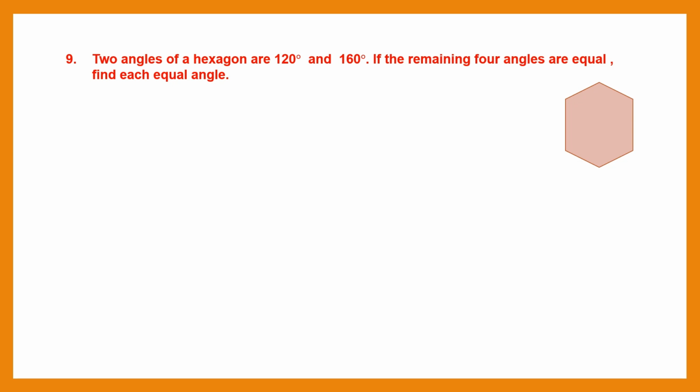Okay, so 2 angles are given. So let's consider this to be 120 degrees and consider another one to be 160 degrees. That's it. We've been given only 2 angles, but they are saying the remaining 4 angles are equal. So let each equal angle be x. That means this can be x. They're all equal, so all can be x. This also is x. Then we have x here and we have x here. So now we have 6 angles. So each equal angle, let it be x.